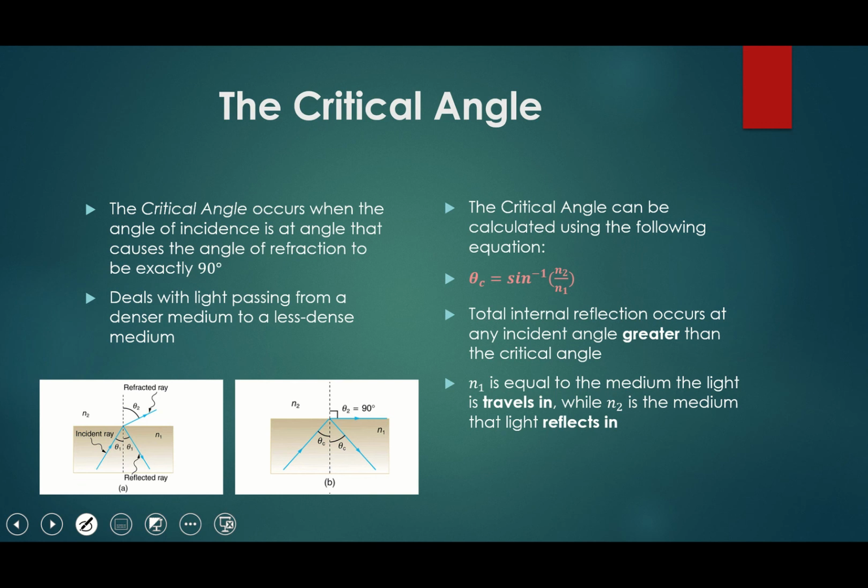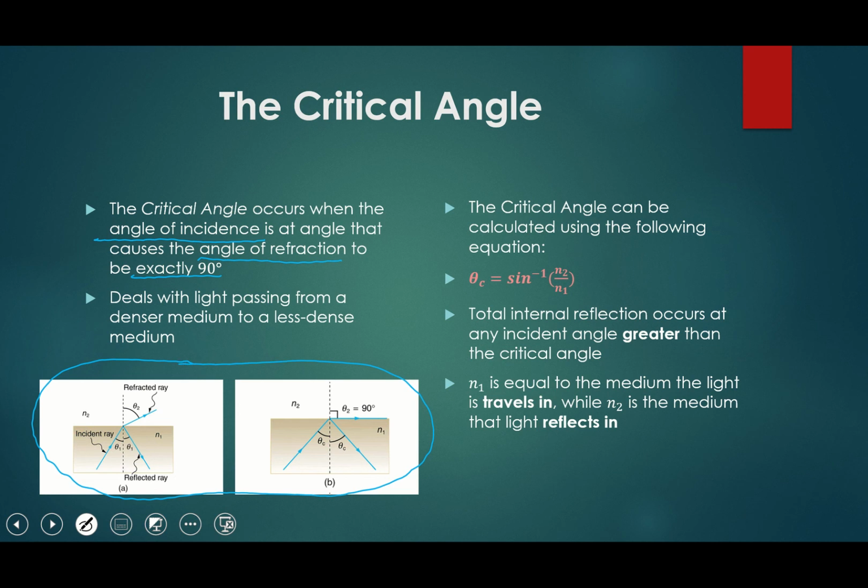The critical angle occurs when the angle of incidence is at the angle that causes the angle of refraction to be at exactly 90 degrees. Okay, the diagrams below will help you visualize what's going on.